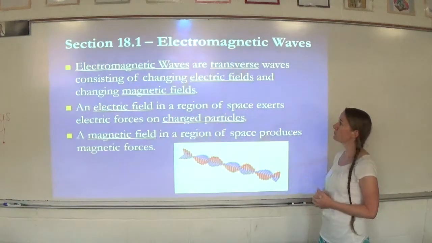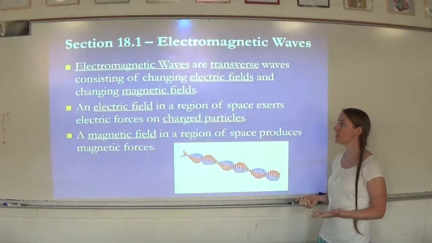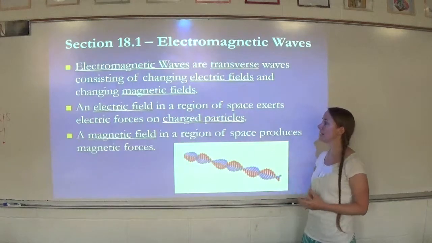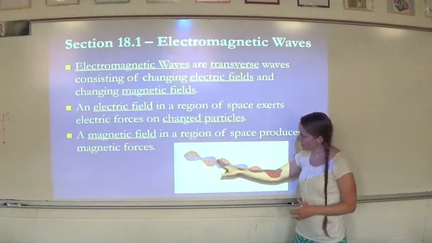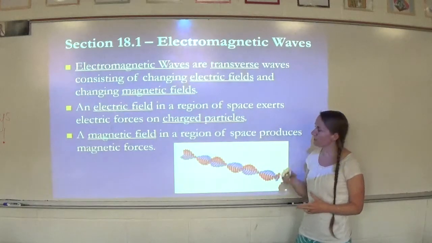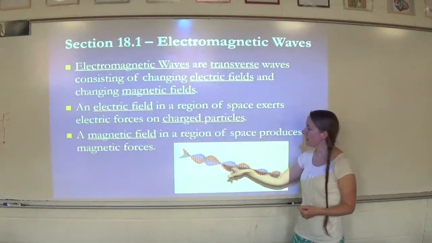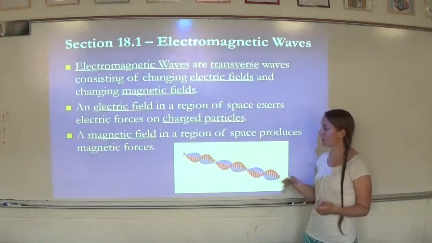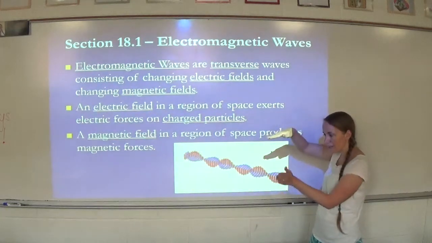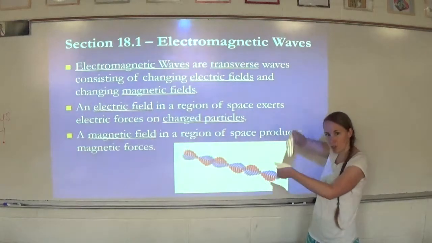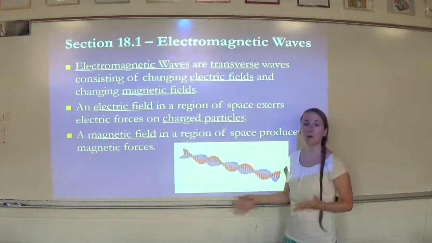An electric field is a region of space that exerts electric forces on charged particles. A magnetic field is a region of space that produces magnetic forces. So you can think of the red portion of this wave as being the electric part and the blue portion as being the magnetic part. So if you look, there's one going like this, and then there's one going like this. So it's like they're together at all times. So you have an electric part and a magnetic part.